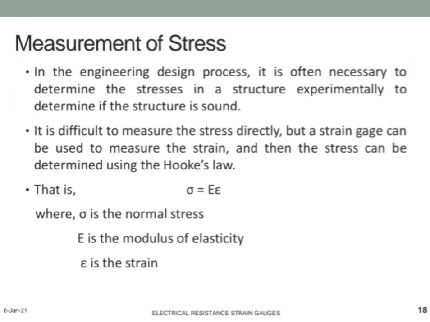Measurement of stress. In the engineering design process, it is often necessary to determine the stresses in a structure experimentally to determine if the structure is sound. It is difficult to measure the stress directly, but a strain gauge can be used to measure the strain, and then the stress can be determined using Hooke's law. We know sigma is equal to E into epsilon, where sigma is normal stress, E is modulus of elasticity, and epsilon is strain.